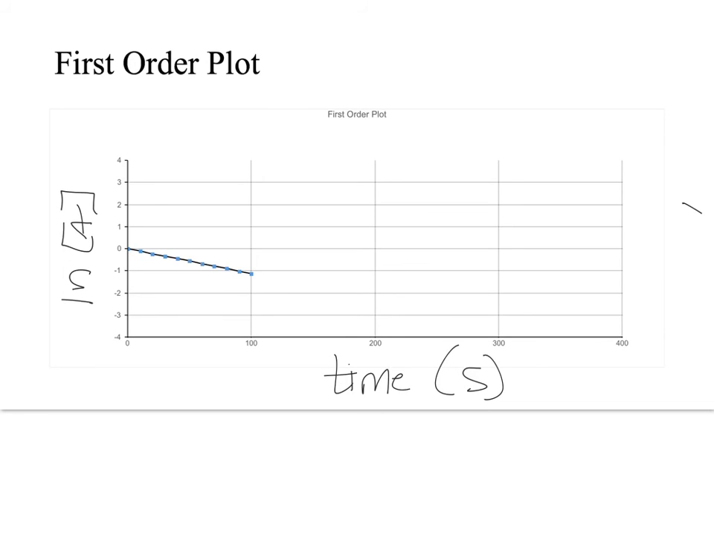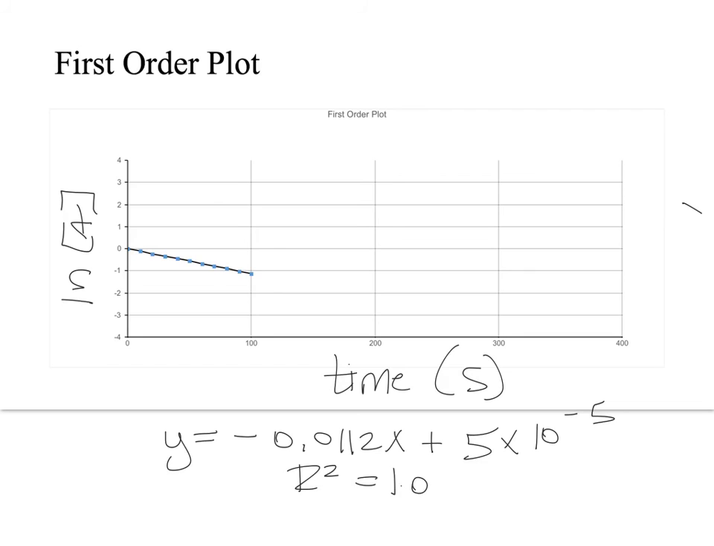Right, the line formula, y is equal to negative 0.0112x plus 5 times 10 to the negative 5th. And the r squared here is equal to 1. And so unless I get a second order plot with an r squared of 1, I'm probably going to say that given the data set, this reaction is first order with respect to C4H8. But we'll go ahead and look at that second order data set.